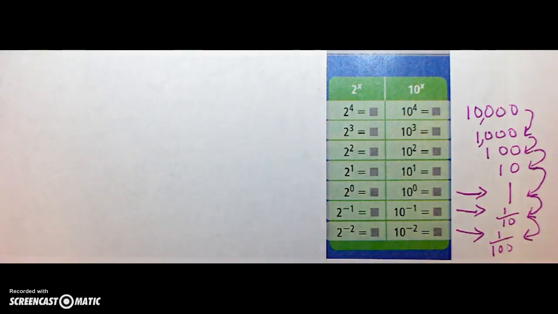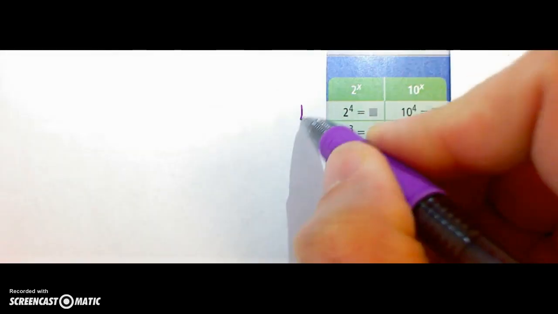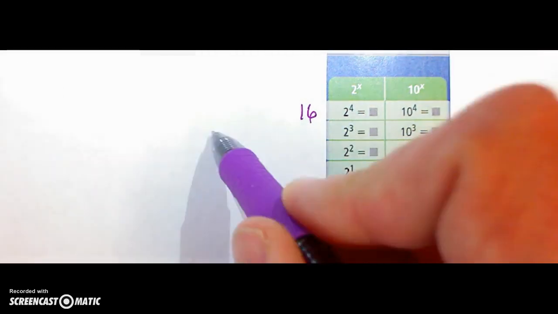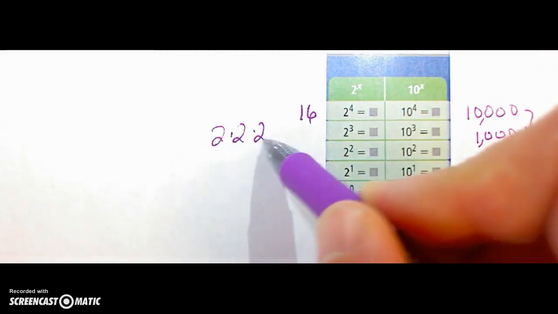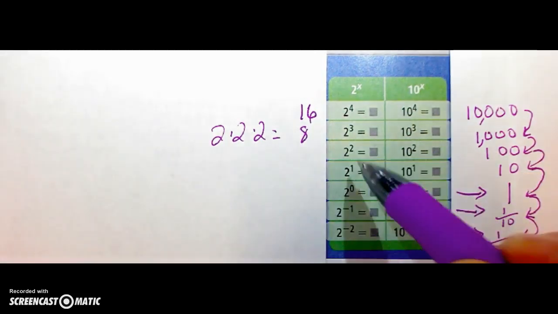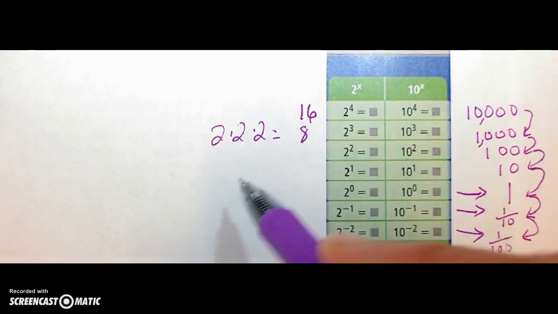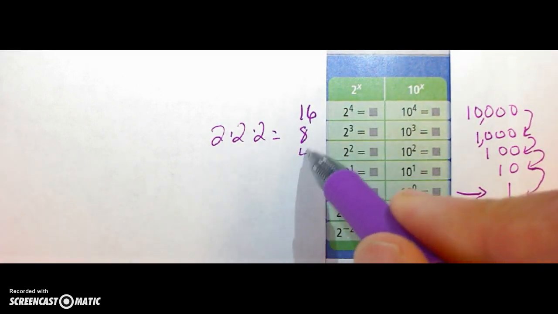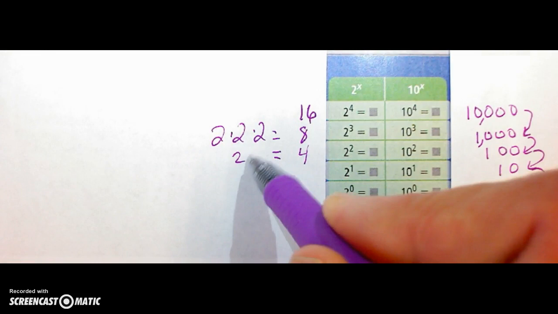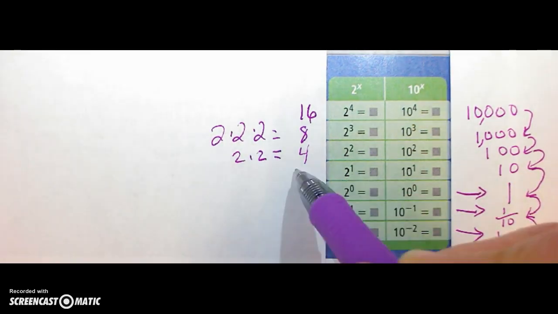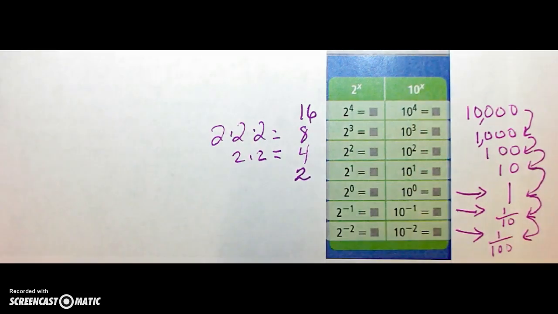So 2 to the 4th is 16. If we divide by 2, it's 8. So if we look at 2 to the 3rd power, 2 times 2 times 2 is 8. So that makes sense that when we are decreasing our exponent, we just had to divide by 2. 2 times 2 is 4. So these ones we could see pretty easily. And then we only have 1 two, so that makes sense that we are only at 2.